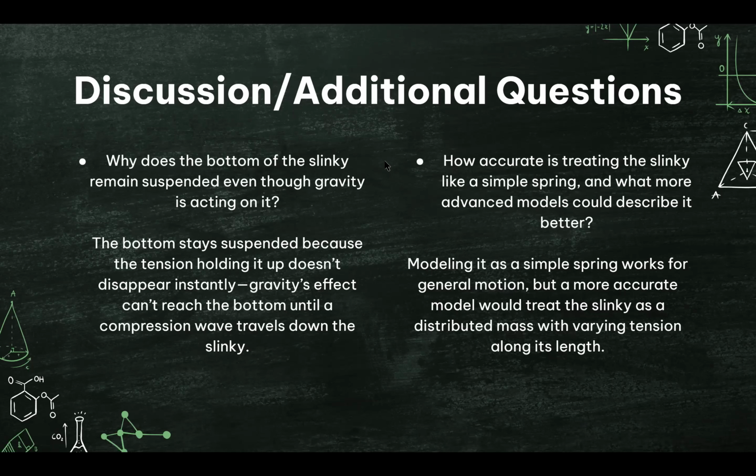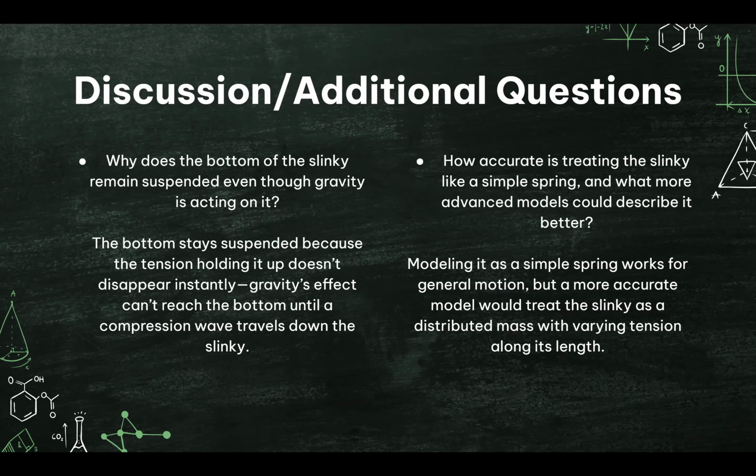And then some discussion and additional questions. Why does the bottom of the slinky remain suspended even though gravity is acting upon it? This is because the tension holding it up doesn't disappear instantly. Gravity's effect can't reach the bottom until a compression wave travels down the slinky, which means that the top of the slinky has to meet the bottom first in order for it to move as one single object.